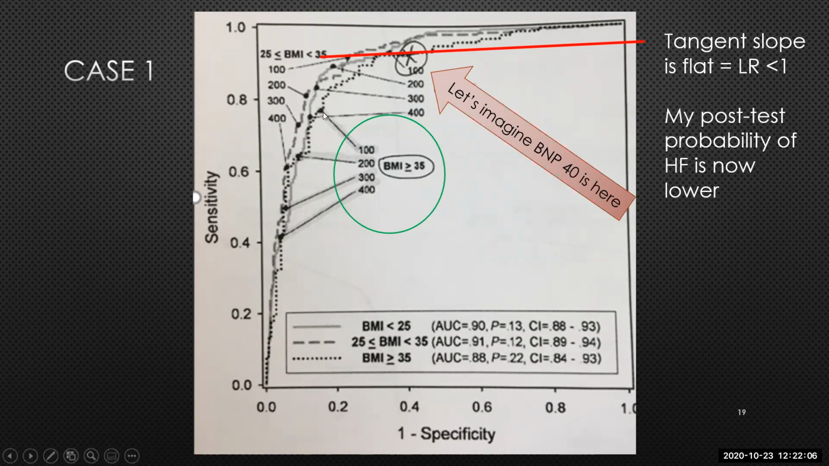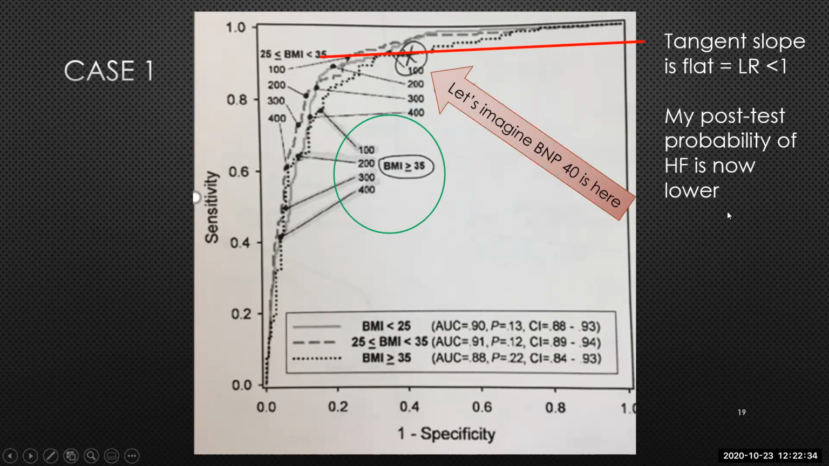They didn't give us any cut points lower than 100, but if we imagine that this point, let's say at the X, is a BNP of 40, and I've drawn a tangent line for you there, you can tell that this tangent line is pretty flat. I know that in this part of the curve, the LR is 1. That means that this LR is much less than 1. And so in this patient, your post-test probability that they have heart failure is now lower.